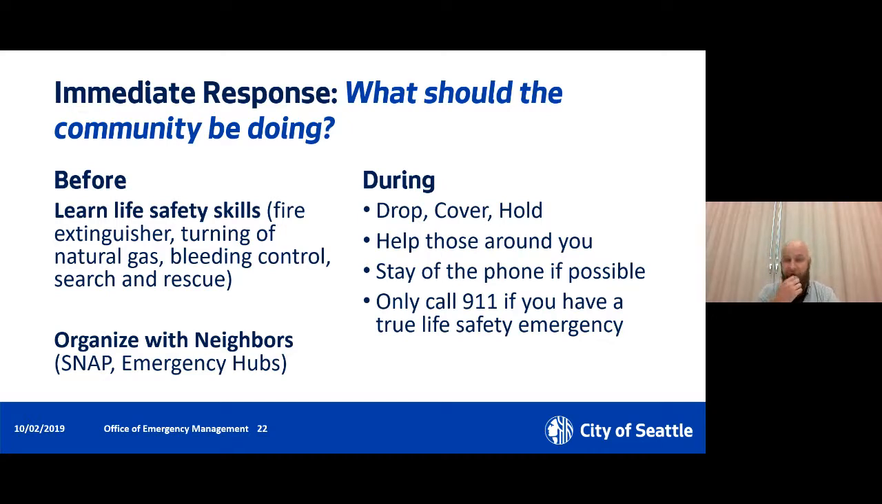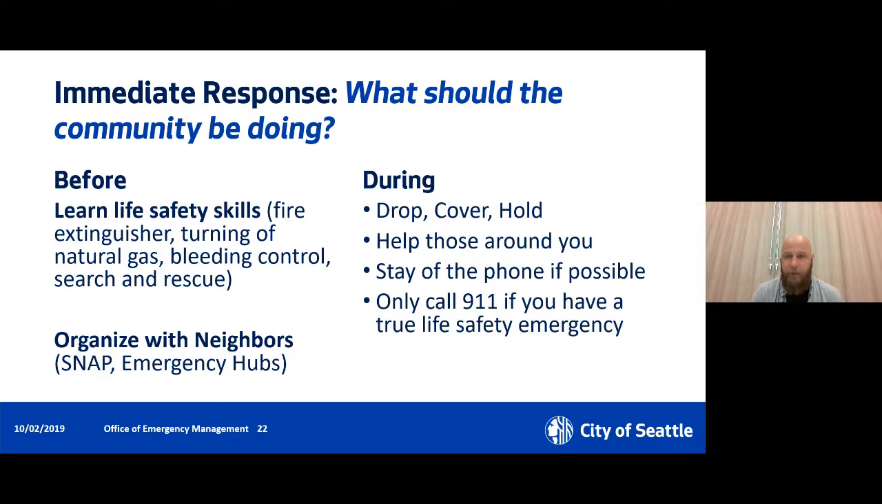In terms of during the event, so we're talking about that immediate response, things just happen. One is knowing to drop, cover, and hold. So an earthquake happens, get under something sturdy. Most injuries in the US from earthquakes are caused by falling objects. Stay off the phone if possible, back to that 911. We want people to be able to get through, and only call 911 if you have a true life safety emergency.